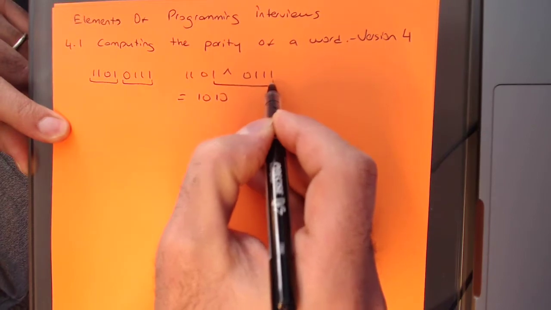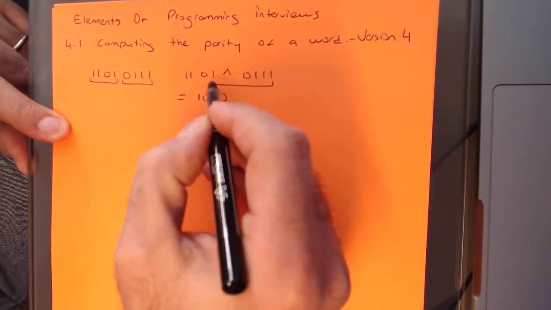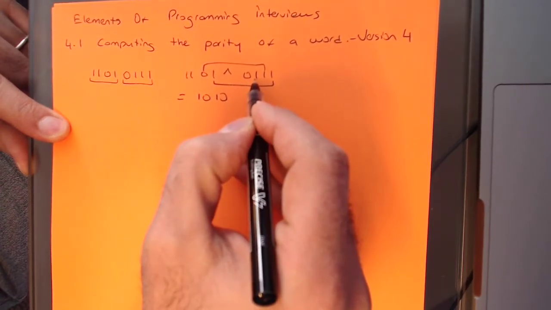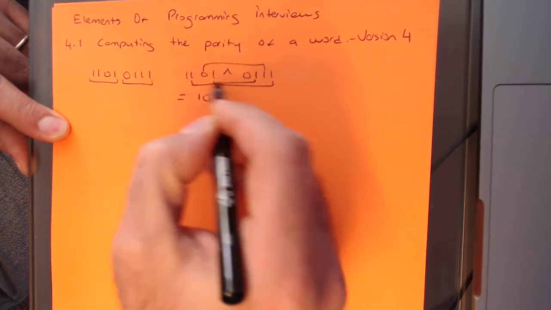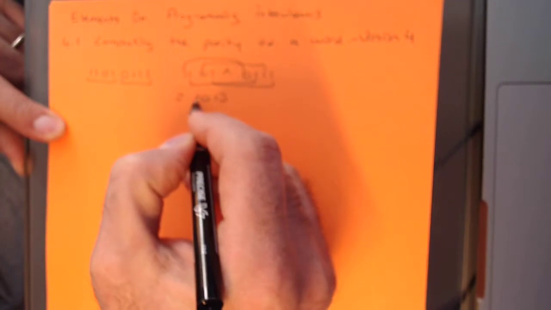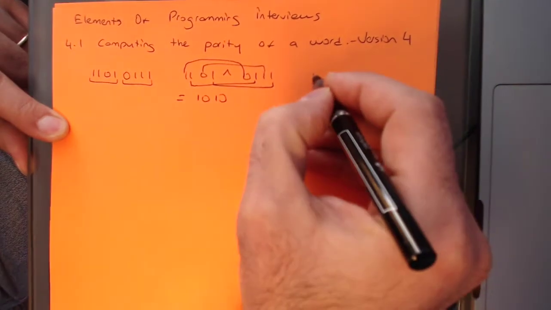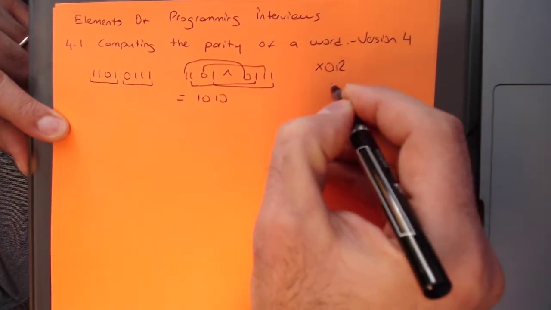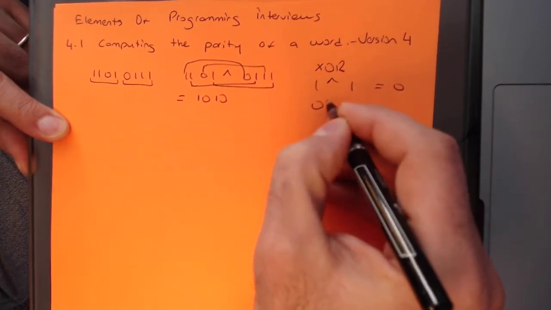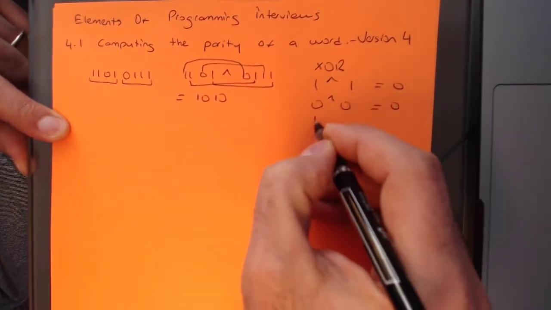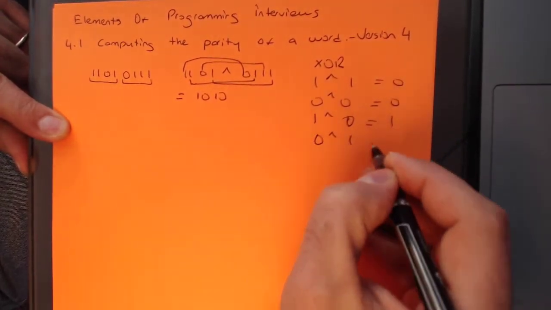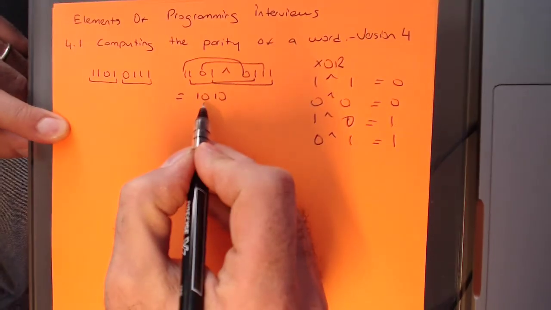We take the least significant bits, 1 XOR 1 is 0. We take this bit and XOR that with this bit, we get a 1. We take this bit and XOR that with this bit, we get a 1, and then taking the first bits and XORing them, we get a 0 1 0. Just a reminder, for the XOR instruction, when the 2 bits are the same, you get a 0, in the case of 1 1 and 0 0, and if they are different, then you get a 1. So now we got 1 0 1 0.